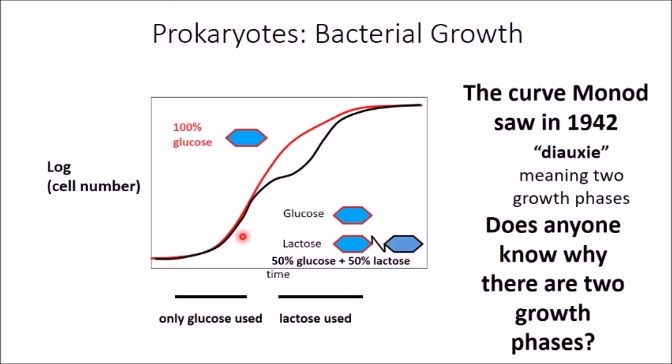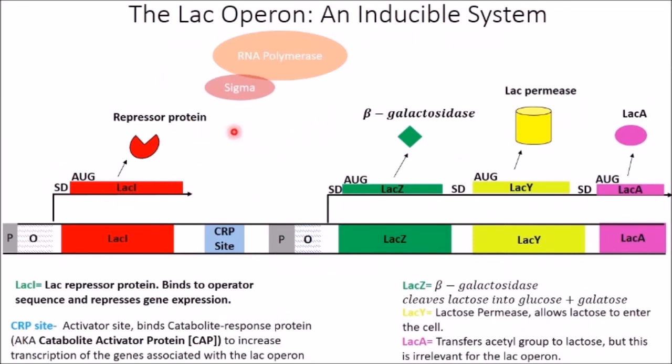He saw that there was exponential growth, and then it flatlined a little bit, and then it picked up again. It's called diauxie, meaning two growth phases. Does anyone know why there are two growth phases? Well, why is what we're going to go through next. I think it's going to be instructive, and it's going to allow you to practice your thinking skills, your problem solving skills, and your comfortability with genetics. So here's the lac operon.